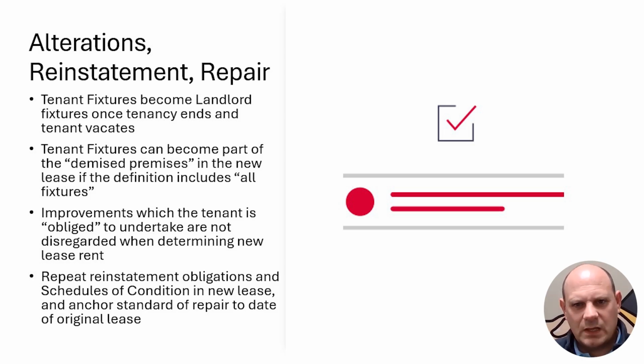The instinctive answer would be that the condition is what it was back in 2015 when the original lease started. But unless the parties expressly provide otherwise, the standard of repair under the renewal lease is anchored to the date of the renewal lease, not the date of the original grant. In our example, that is going to be 2025 and not 2015.